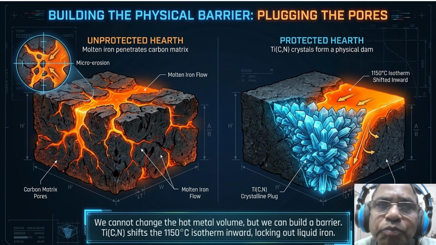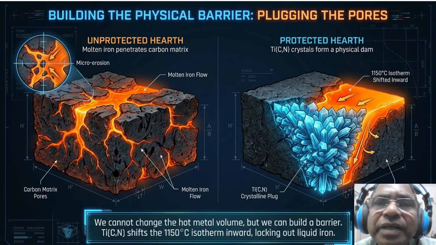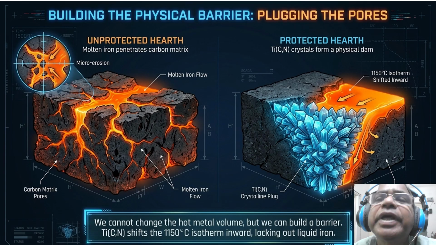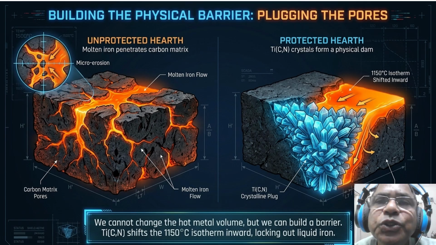For plugging the pores, we have two scenarios here: an unprotected hearth on the left and a protected one on the right. In the unprotected block, look at the magnified crosshair. It shows micro erosion where molten iron snakes into the dark grey carbon matrix. It is very clearly shown.